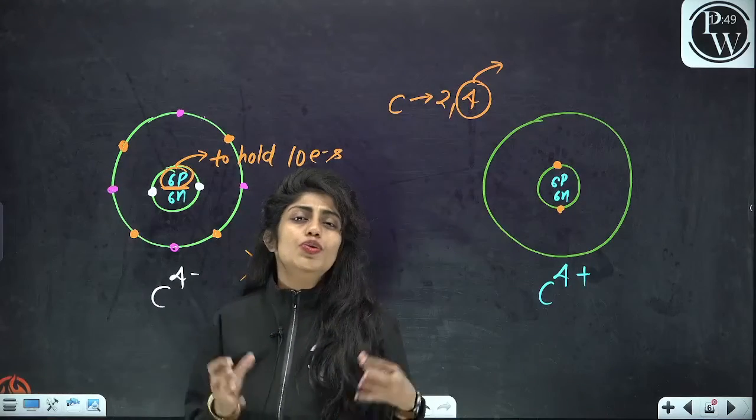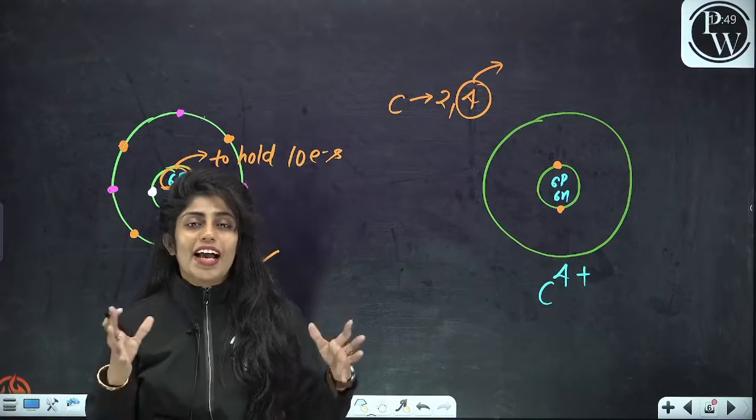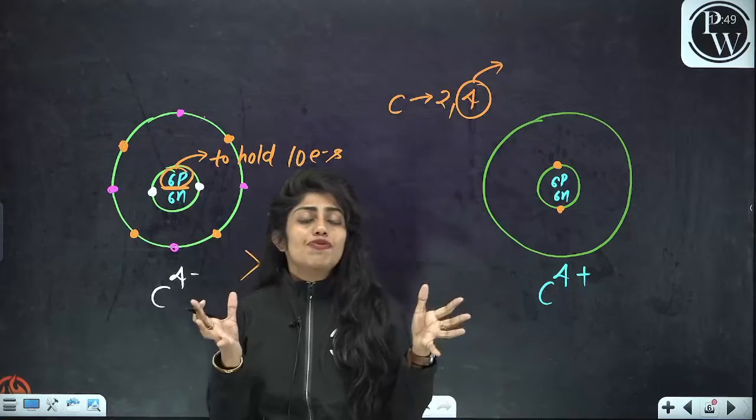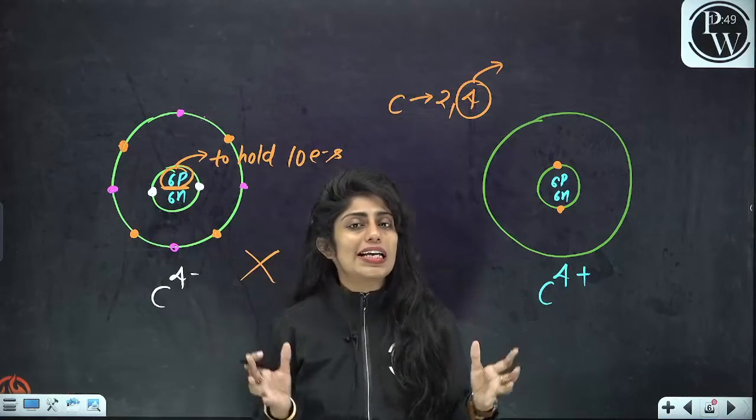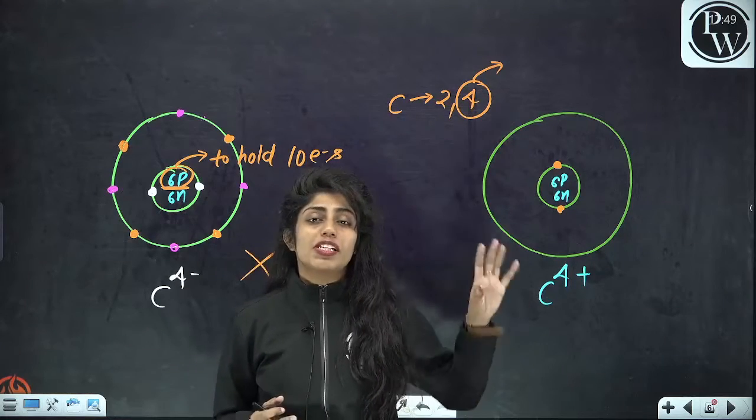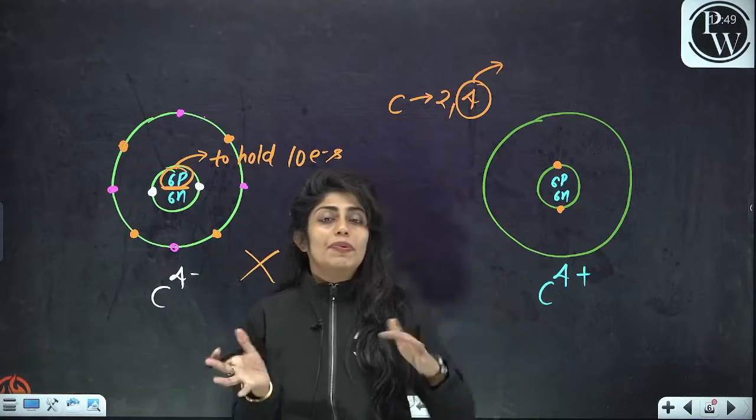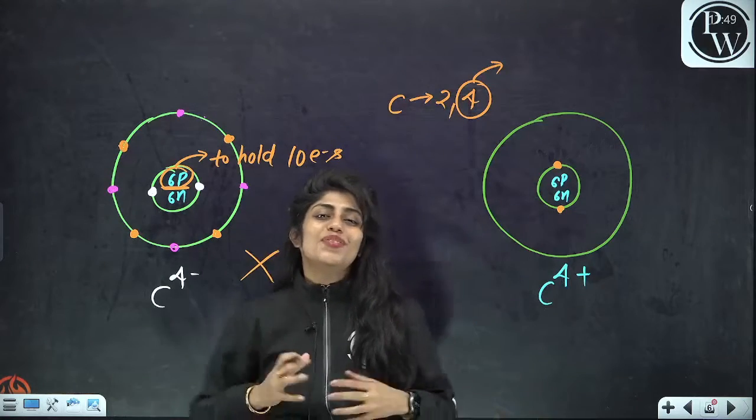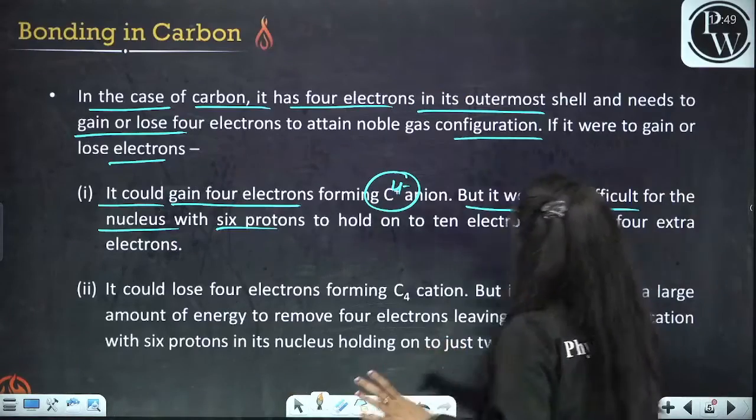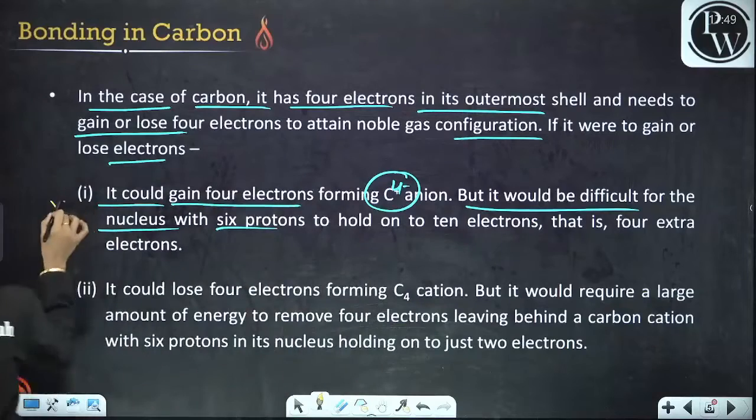Now in order to lose 4 electrons, a lot of energy is required, which cannot be afforded by carbon. If we are talking about loss of electrons in the higher classes, we will understand the ionization energy, because we cannot lose 4 electrons at the same time. It will happen one by one, and it will require a lot of energy which carbon cannot afford, right? So this case is also denied.